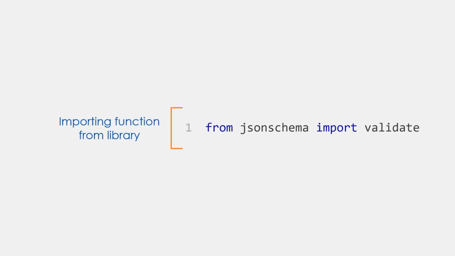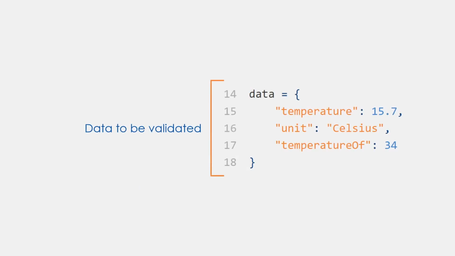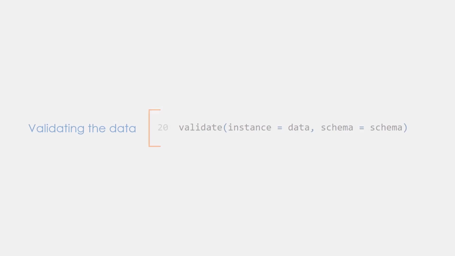With this line of code, we are importing the function from the library. This is the same schema as in the previous example. This is the data to be validated. This validate function takes the data and the schema, validates it, and prints the result.